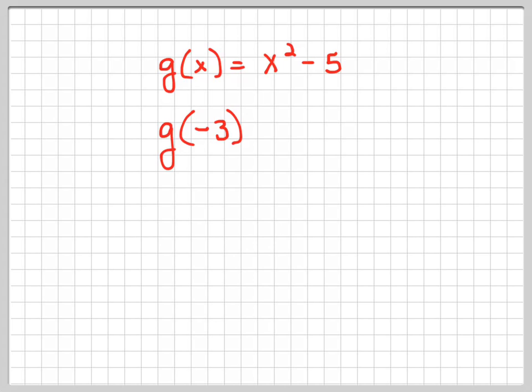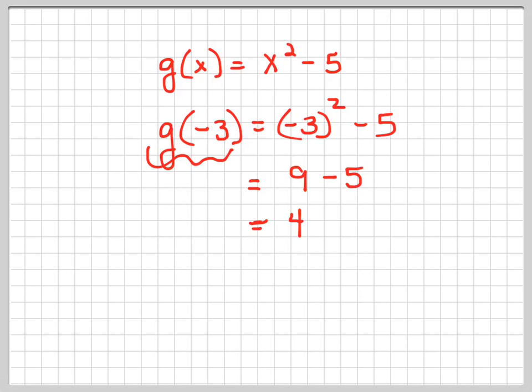I'll do one more of those. This time let's have a function g. Let's say g of x is x squared minus 5, and I would like to find g of negative 3. So I grab function g, and it says take whatever x is, in this case negative 3, square it, and subtract 5. So I square negative 3, negative 3 times negative 3 is 9, and I subtract my 5. G of negative 3 is 4. Note how you say that: g of negative 3 equals 4.